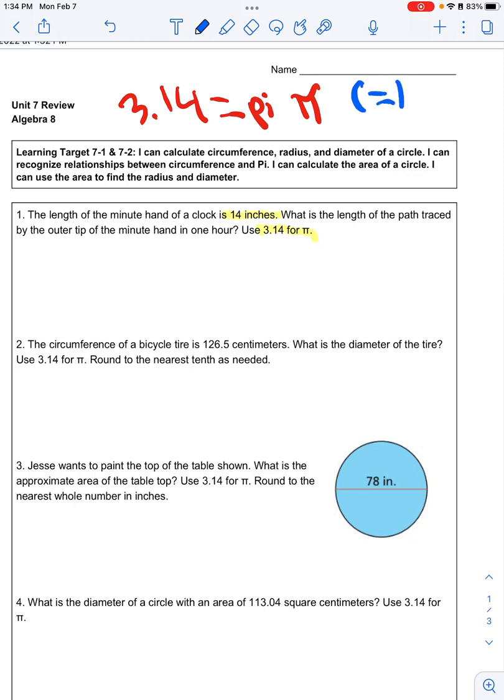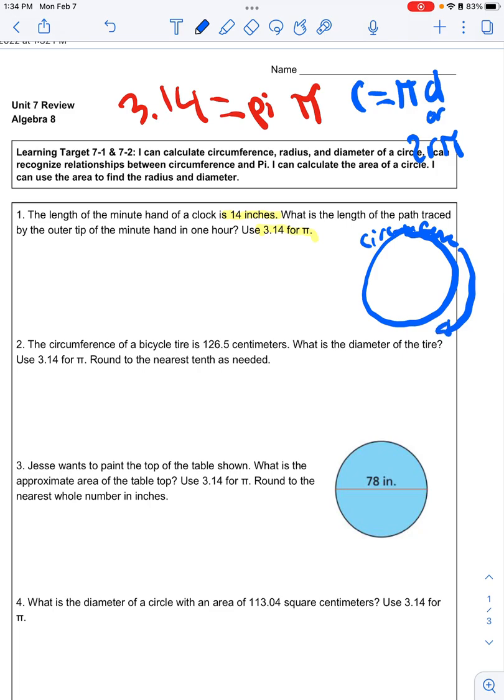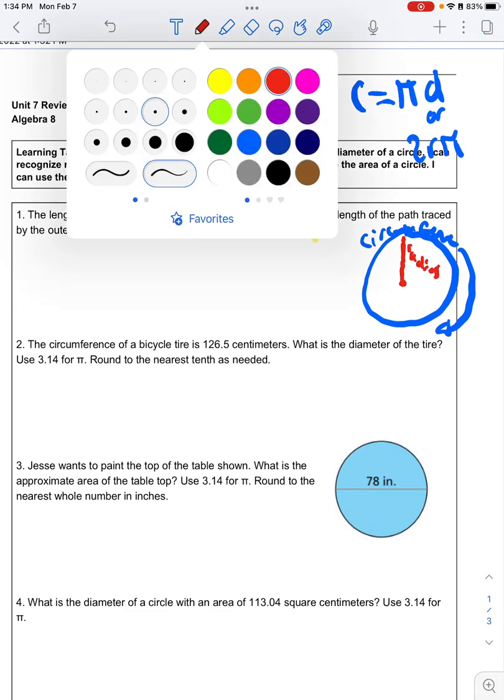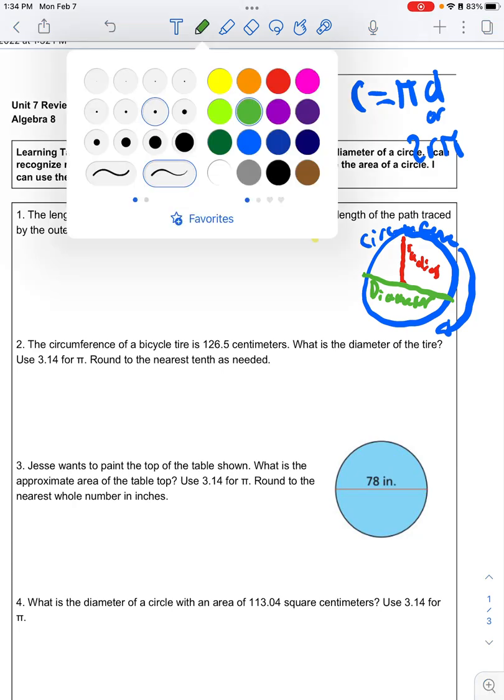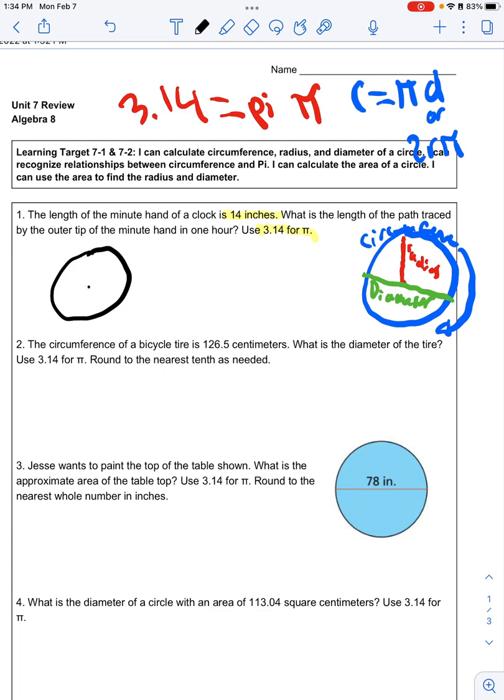Formulas: circumference is all the way around. And so we talk about it as pi times the diameter, or 2 times the radius times pi. Because if we think about circumference going all the way around, we also have halfway, called the radius, and then all the way across our circle, cutting through the center, is called the diameter.